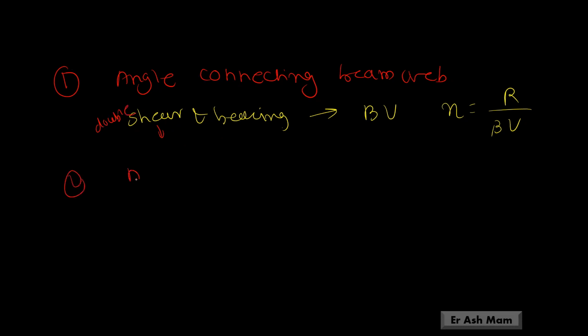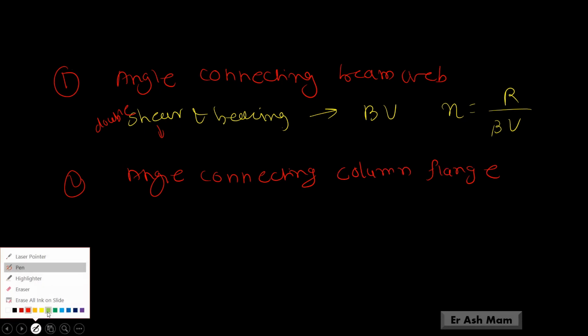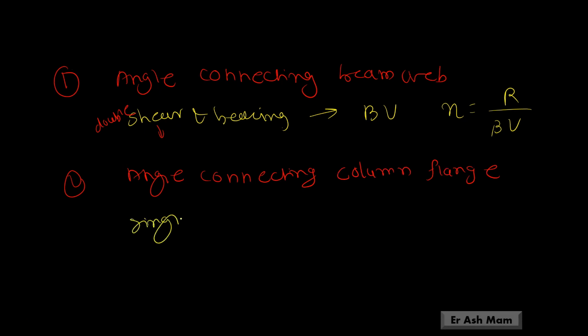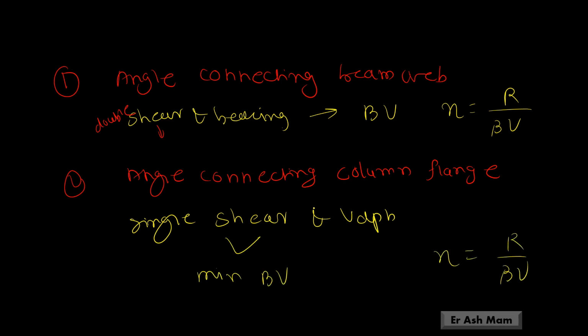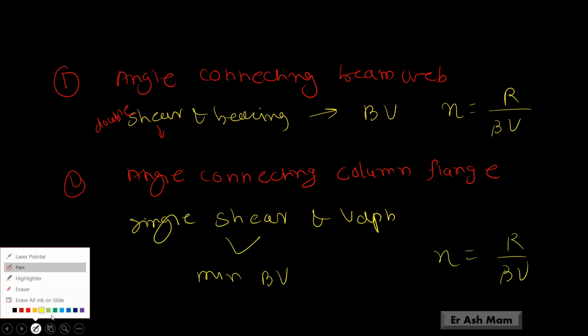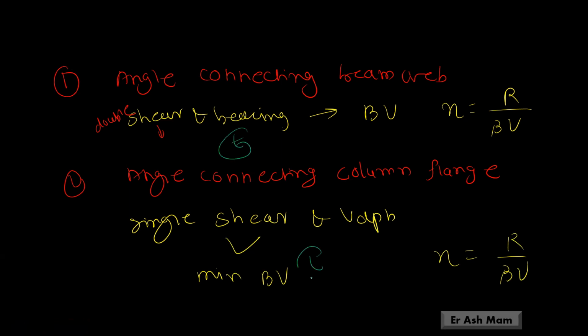And next step, angle connecting column flange. Single shear will be here. Single shear and bearing VDPB. The minimum will be bolt value. Again, number will be reaction upon bolt value. Important terms here are thickness.